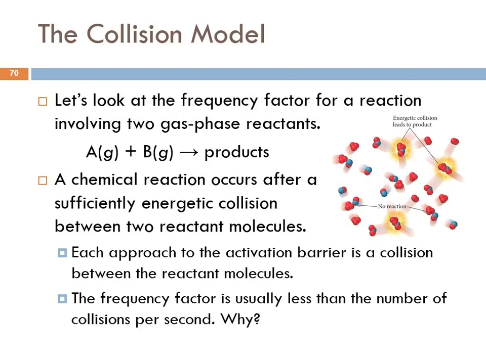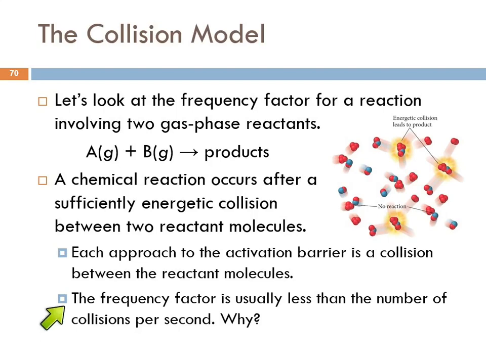So in terms of what we've been talking about, each approach to the activation energy is a collision between the reactant molecules. So each time the reactant molecules collide, that's one approach to the barrier. So if the frequency factor is 10 to the 7, or we'll just use 10 to the 7, that means that in 1 second there are 10 to the 7th collisions between reactants. Now this is between A and B. A and A colliding with each other, or B and B colliding with each other, they're not going to do anything, and so those don't count.